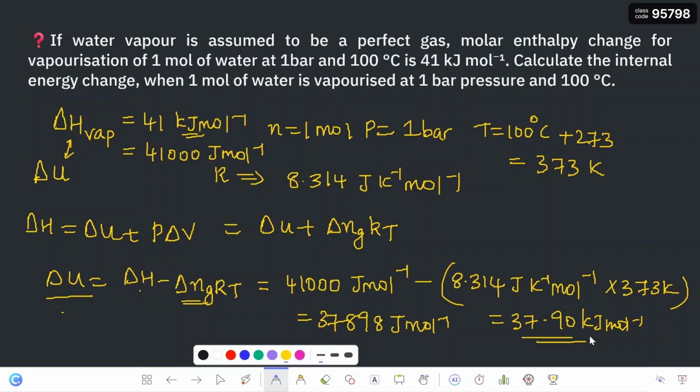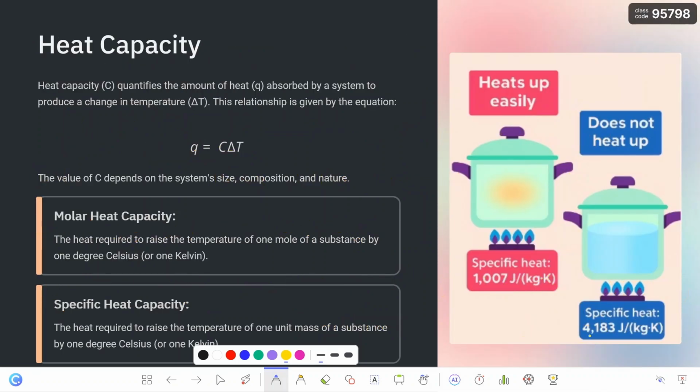Okay. So let's go to our last topic today, that is heat capacity. So what does heat capacity mean? Heat capacity is the amount of heat required to raise the temperature by 1 degree Celsius or 1 Kelvin. Heat capacity quantifies the amount of heat absorbed by the system to produce a change in temperature. Suppose we want to raise the temperature by delta T. How much heat should it absorb? That is defined by heat capacity.